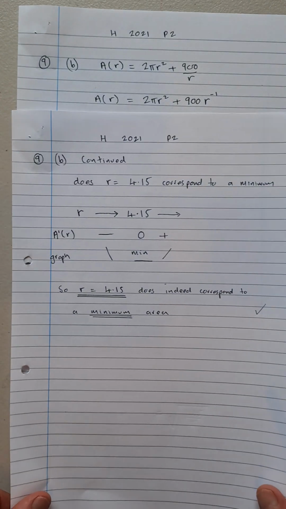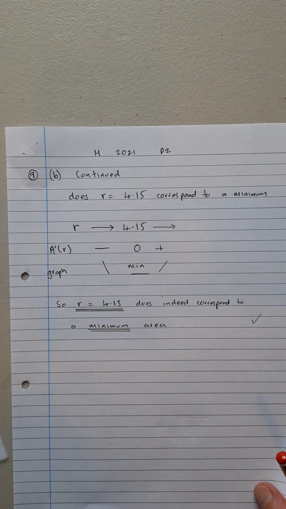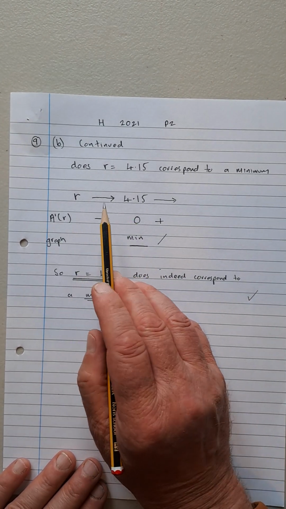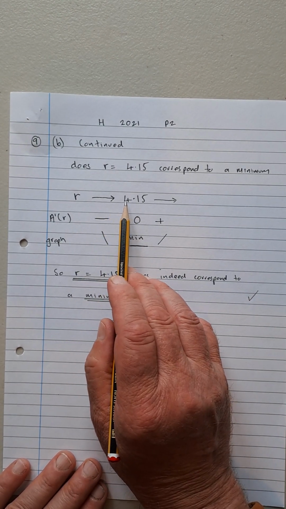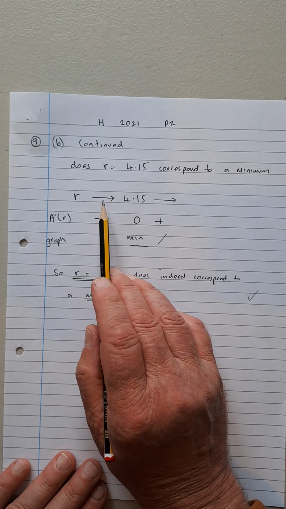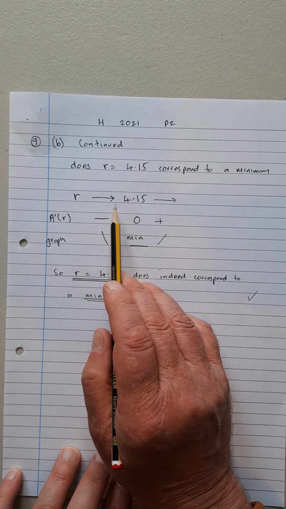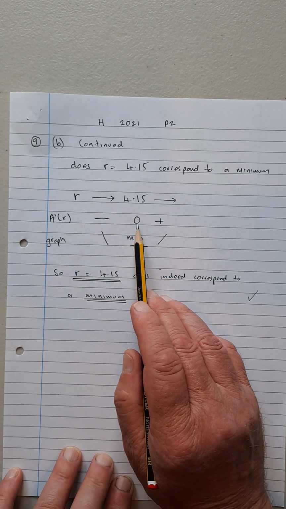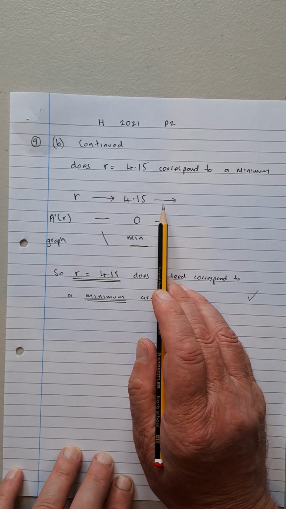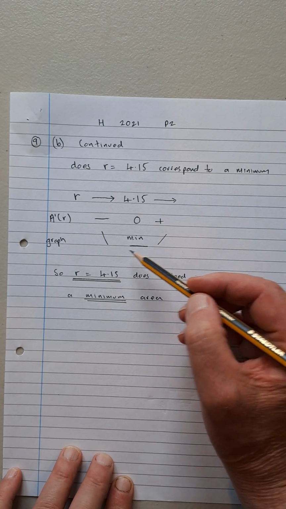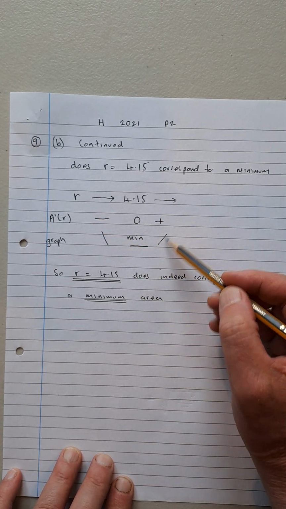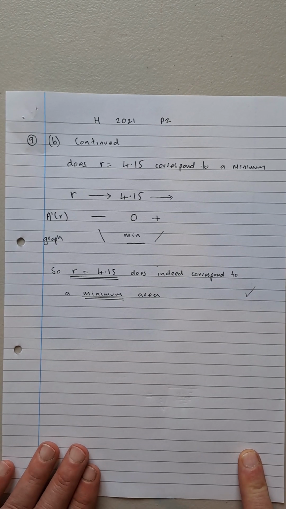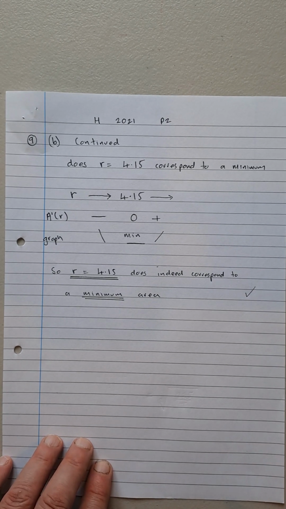Now we have to be careful. Does that actually correspond to a minimum? So what we do here is we test the gradient either side of our solution of 4.15. We pick a number slightly less than 4.15 and we find that we get a negative gradient. 4.15 of course gives you 0. A number slightly bigger than 4.15 gives a positive gradient. So we have negative, 0, positive. This corresponds to a minimum. So r equals 4.15 does indeed correspond to a minimum area.